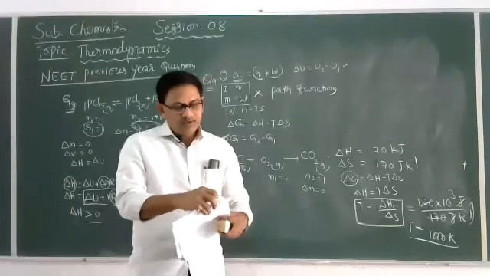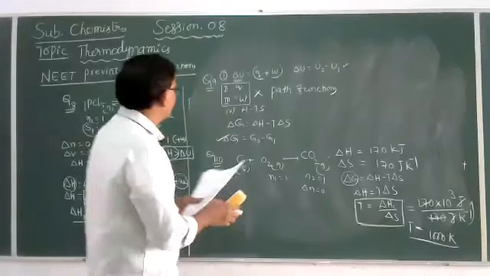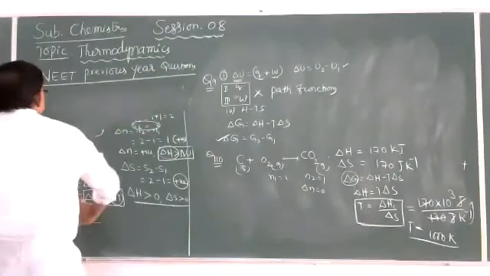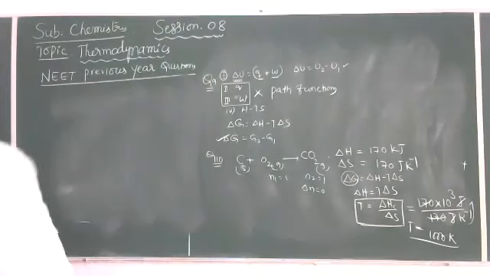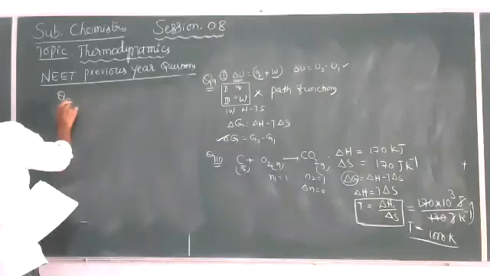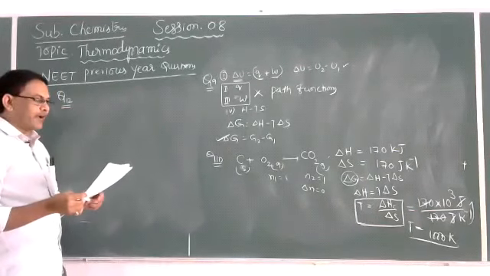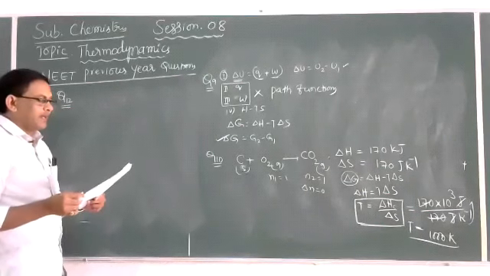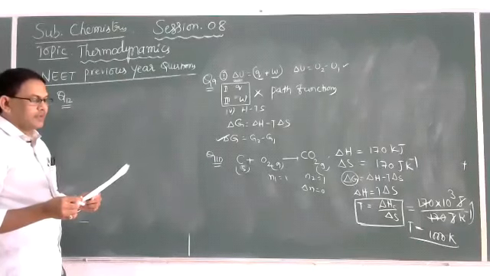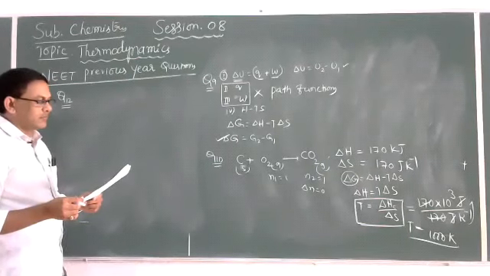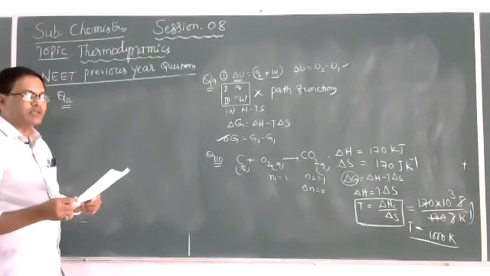Next, question number 12. In question number 12, for an endothermic reaction, the energy of activation is EA and the enthalpy of reaction is delta H, both in kilojoules. The minimum value of EA, the energy of activation, will be?